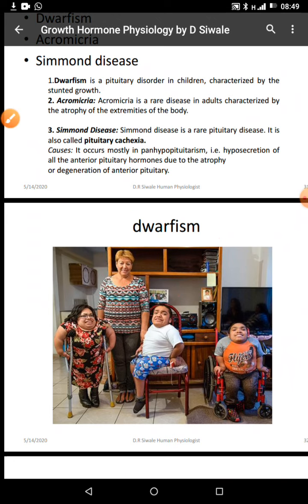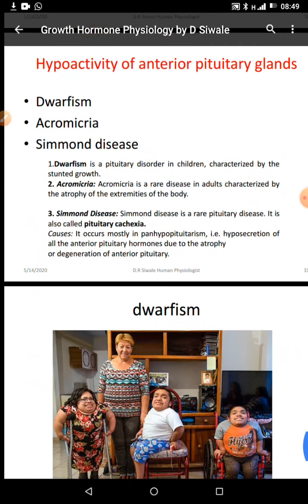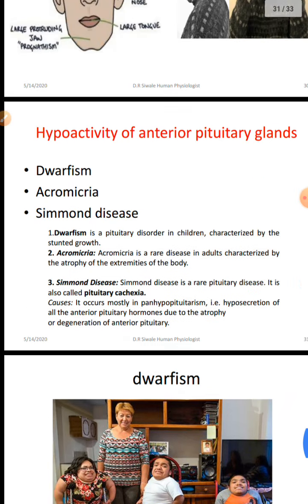So it's important to understand the normal physiology for us to appreciate the pathophysiology. Okay, so this is about growth hormone.